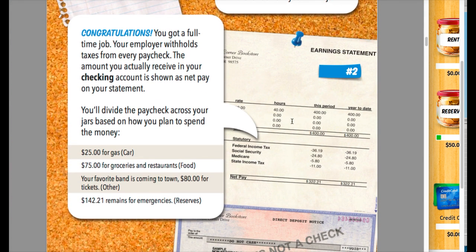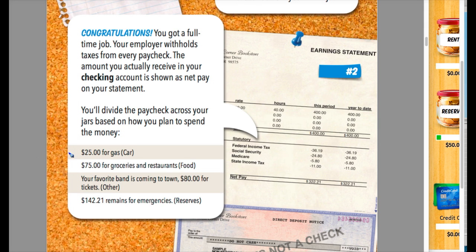Scenario 2 says, congratulations, you got a full-time job. Your employer withholds taxes from every paycheck. What you actually receive in your checking account is shown as net pay on your statement. You'll divide the paycheck across your jars based on how you plan to spend the money.